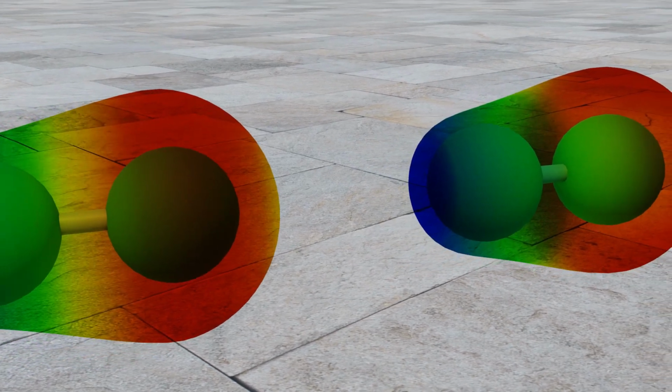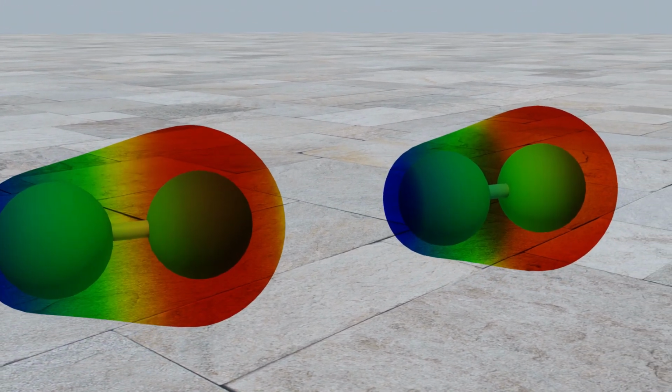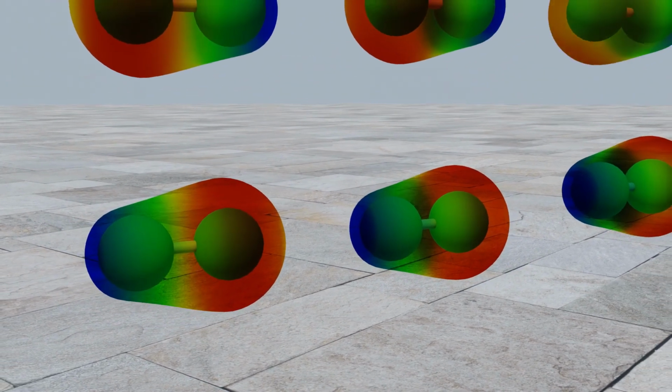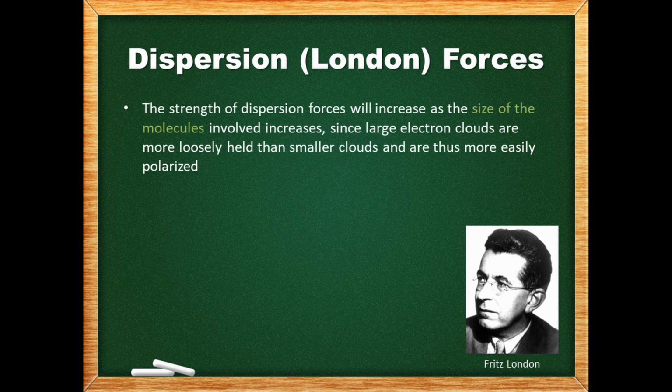Each induced dipole results in an intermolecular attraction between the newly polarized molecules, and induces more dipoles in surrounding molecules. The strength of dispersion forces will increase as the size of the molecule involved increases, since large electron clouds are more loosely held than smaller clouds and are thus more easily polarized. Mass is an indirect indication of electron cloud volume, though it should be noted that in some cases larger mass does not mean larger volume.